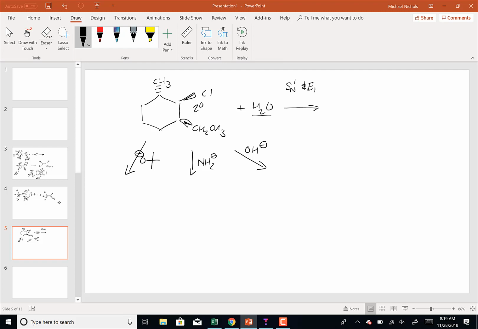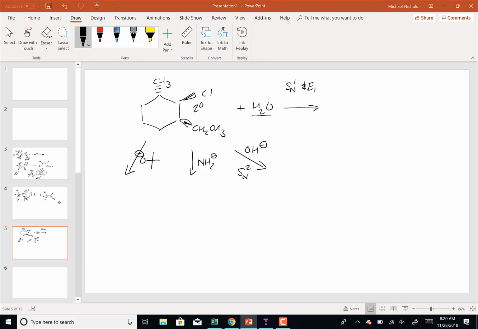What would happen with hydroxide then? Now I've got secondary halide plus what kind of nucleophile? Strong, so that mechanism would be SN2. So the hydroxide would be an SN2 mechanism. And then the NH2 minus and the tertiary butoxide. So on the chart, it's just E1 and SN1, not SN2 and E2. Right, SN2 and E2.